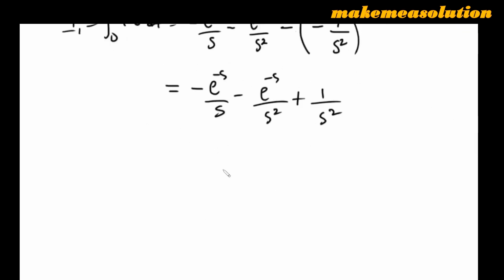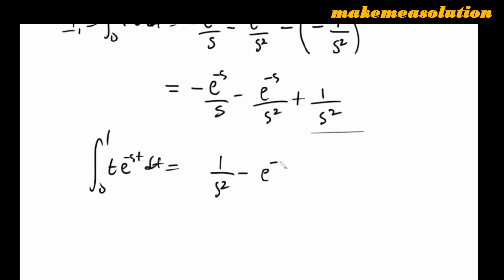So at the end of the day, this is what you have with reduction formula, the integral from 0 to 1 t exponential minus st dt. Put the plus before the minus, you get 1 over s squared and minus exponential minus s over s minus exponential minus s over s squared. If you simplify a little bit further by factoring out 1 over s squared, you get 1 over s squared into, this middle term. You can modify this middle term.